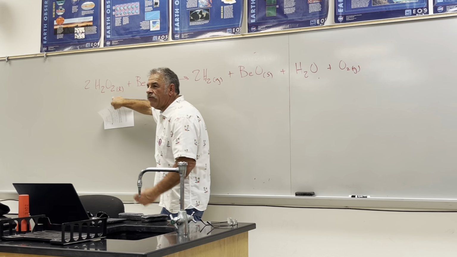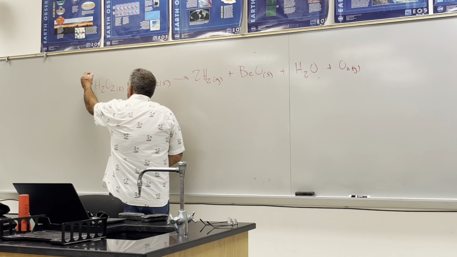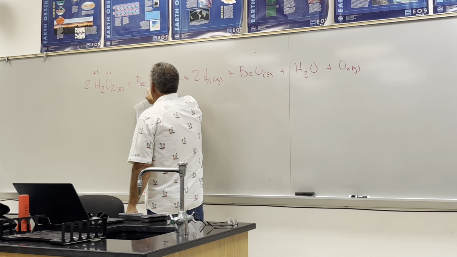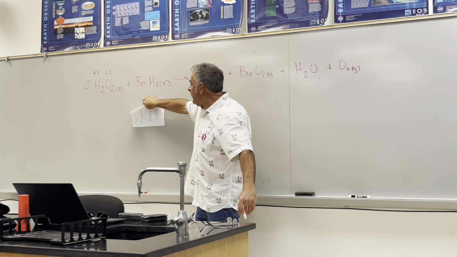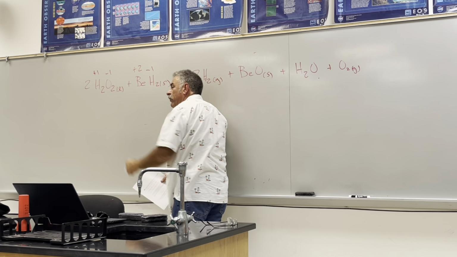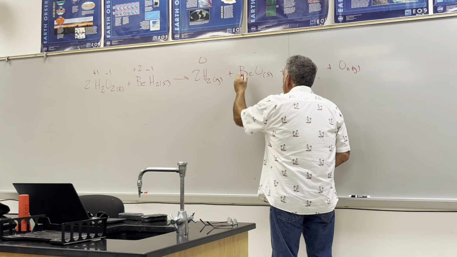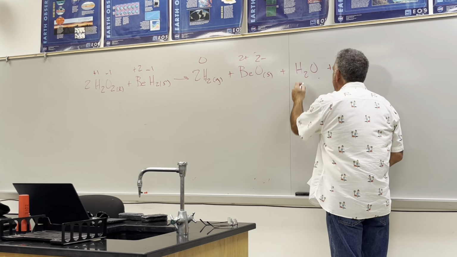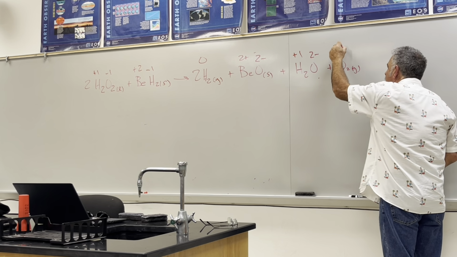So here we have H2O2. This O2, because there's only 2 H's, H takes precedence, so it's +1. So each oxygen is -1. Uh-oh. Metal and hydrogen. Metal, from the left side of the periodic table, hydrogen, -1, +2. Hydrogen, in elemental form, 0. Beryllium, 2+. Oxygen, 2-. Hydrogen, +1. Oxygen, 2-. Oxygen gas, 0.